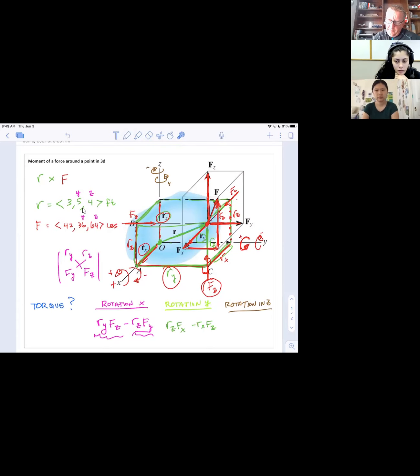How far is that? Well, we said it was R of Z away from the Y-axis, but how far is it from the Z-axis? It's that far. How far is that? Where's that labeled? Right there, R of Y. You labeled it over here. It's R of Y. So is that causing negative or positive rotation?